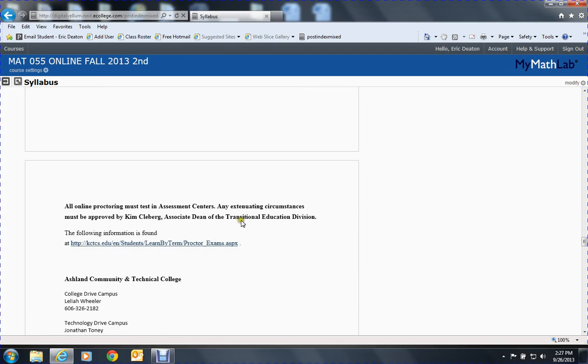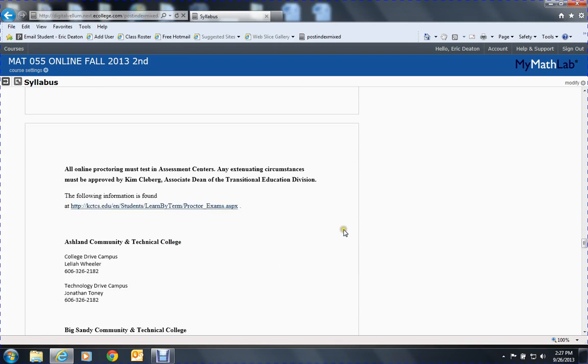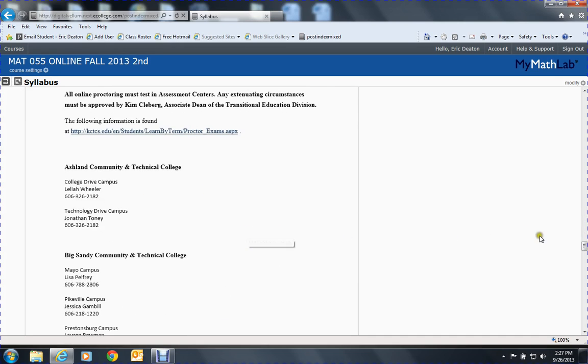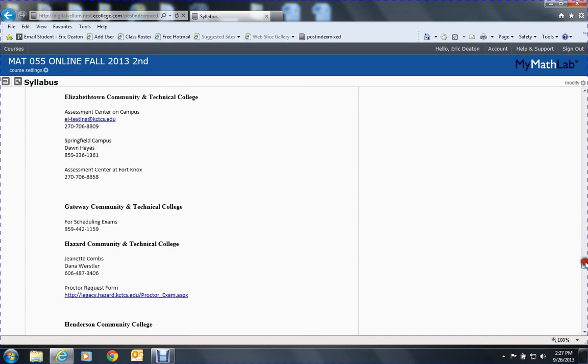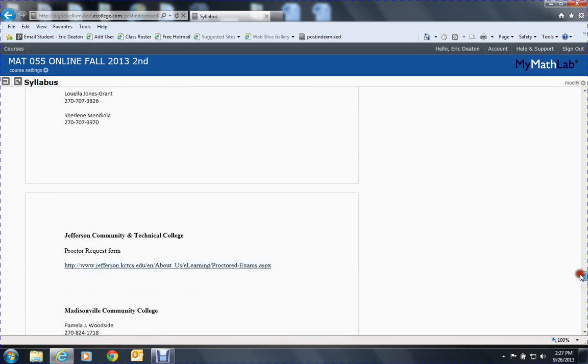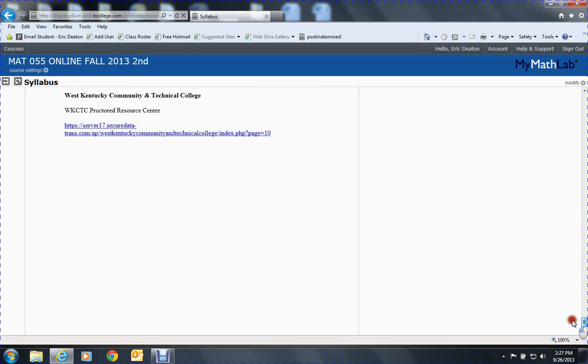And so I keep talking about the proctored exam. Depending on your college, these are the people you want to contact. And some of them have websites where you can fill out a form. So make sure you go through this.